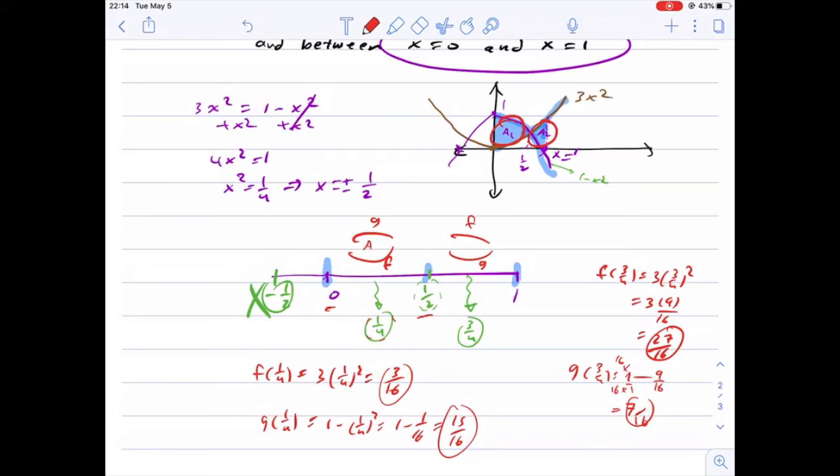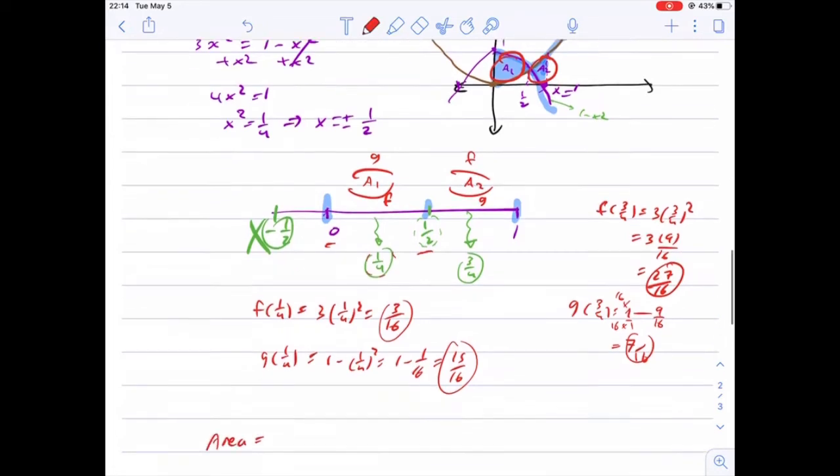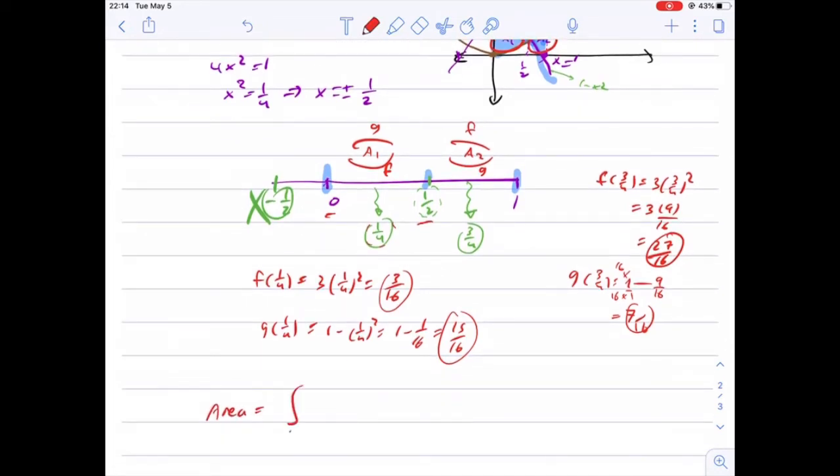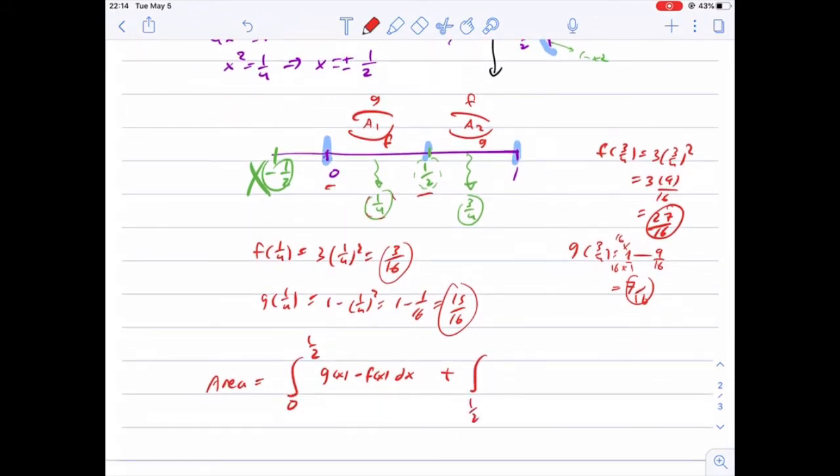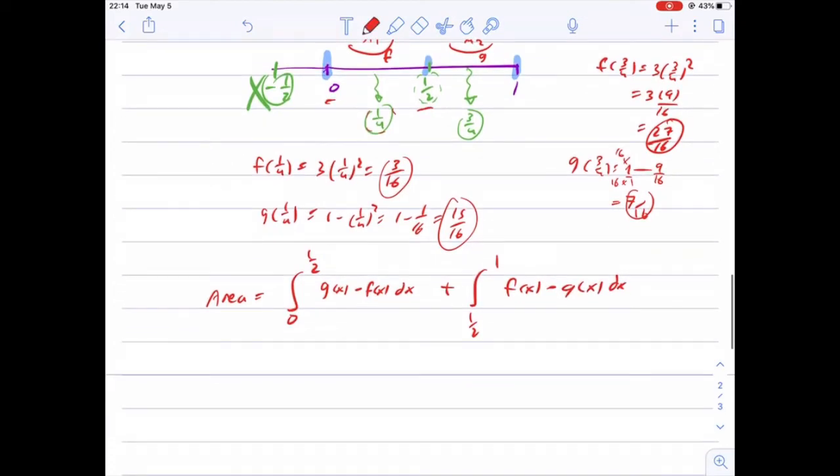The first area, area 1, is here. This is area 1, and this is area 2. So we need two integrals. One integral from 0 to 1/2, where the upper function is g of x and the lower function is f of x, plus the other area, A2, from 1/2 to 1. The upper function is f of x, minus the lower function g of x.